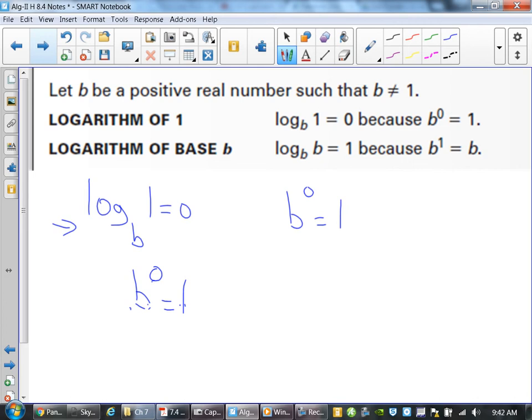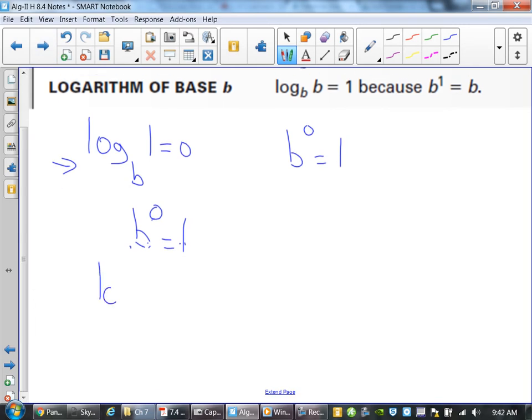It's another way of rewriting an exponent rule. Same deal going the other direction. Log base b of b is 1. Well, that means anything raised to the first power is itself. That's all that means. So if it's log base 4 of 4, that has to equal 1. That's what those things mean.